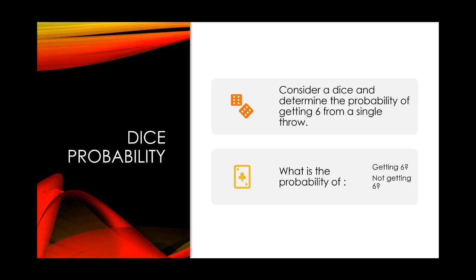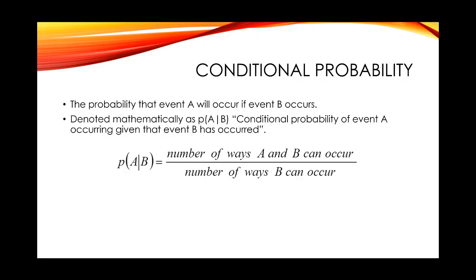Then another example of probability is considering a dice. We determine the probability of getting 6 from a single throw, so the probability is getting 6 or not getting 6.